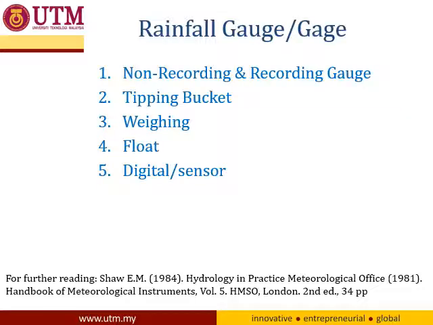Okay, so we know we have rain, so we need to measure it. We want data. We want to quantify how much rain there is so that we can design later. So there are several types of rainfall gauge. I just put here rain gauge. It can be non-recording and recording gauge. There is a different type of mechanism like tipping bucket, weighing, float. And the data acquisition might be digital or sensor or even network. So we will see more later.